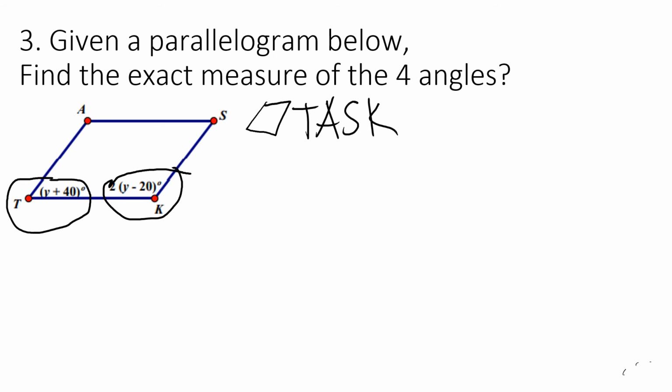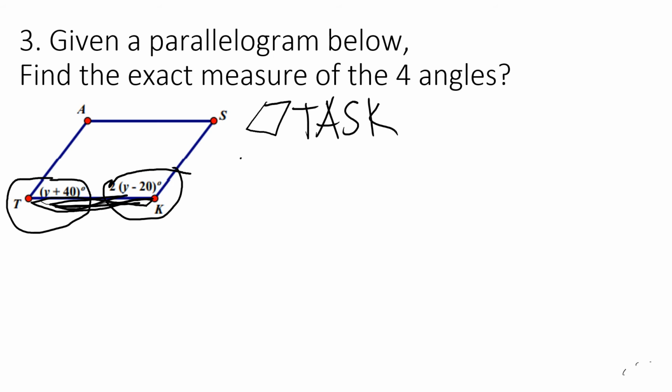The properties of a parallelogram say that two consecutive angles of a parallelogram are supplementary. How do you know that they are consecutive angles? They are consecutive angles when they share a common side. So angle T and angle K share this part, so they are consecutive angles. And how do you say angles are supplementary? It means that when you add them together, they will measure up to 180 degrees.